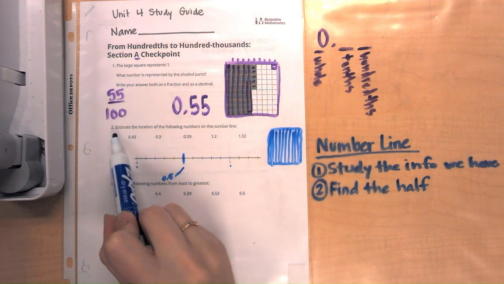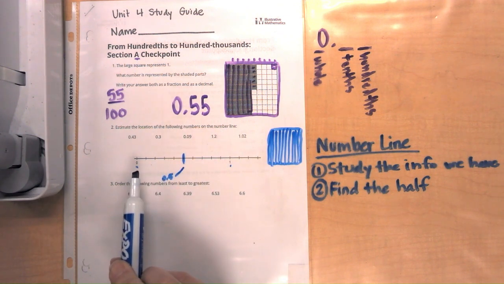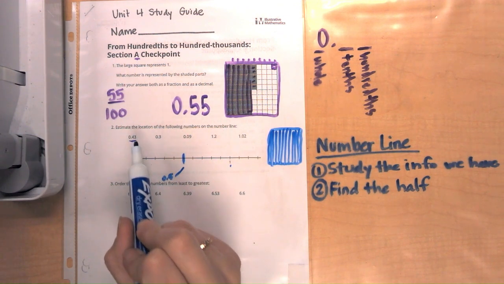So now we're going to estimate the location of all of these numbers on the number line. So I'm just going to start with the first one.